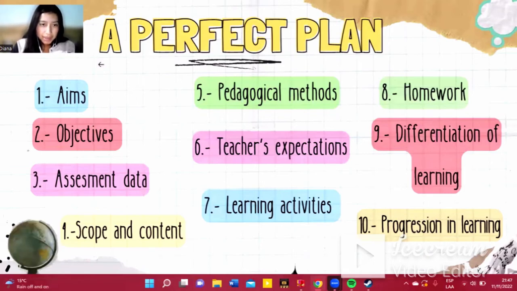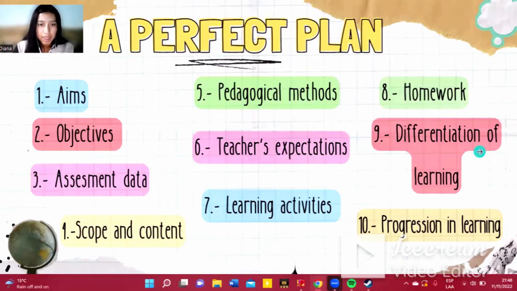Learning activities: the teacher has already taught the content, so they are going to develop different kinds of activities in order to develop the thinking skills, the writing activities, and also the speaking performance. 8, homeworks that the teacher is going to send to the students, which they can develop. 9, differentiation of learning: when the teacher is going to teach a new content, the teacher needs to provide the previous content successfully reached by the students.